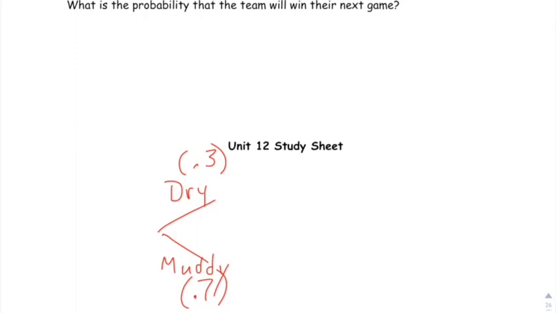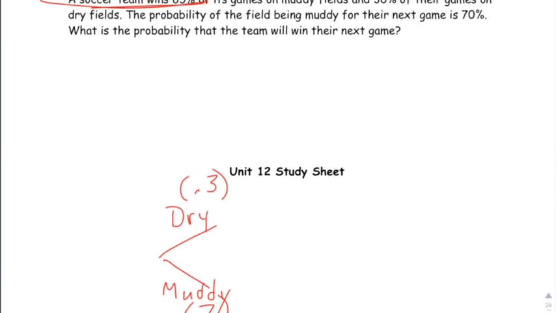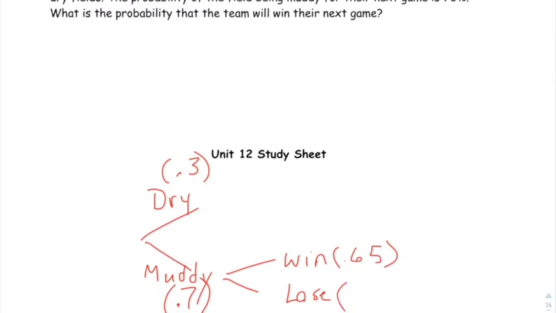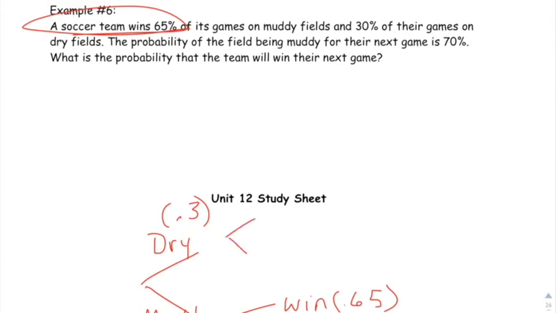Okay, so we'll look at the muddy game statistic here. They win 65% of those, so we'll say they win 0.65 of those games. That means they lose 0.35. Now if we go to the dry games, they win 30% on their dry fields, so we'll go 0.3. That means they lose 0.7 there.